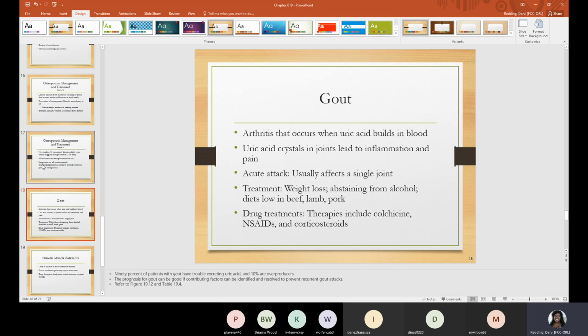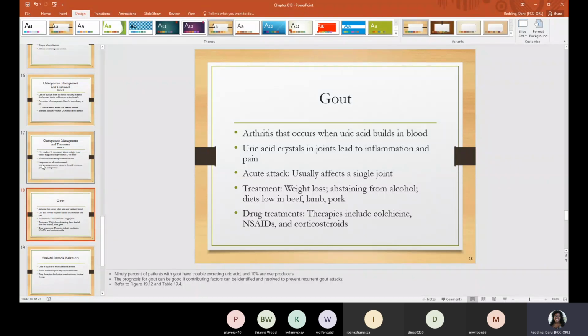Now, an acute attack of gout usually affects a single joint. And some of the treatment for if a person was diagnosed with gout would be for them to lose weight, for them abstaining from alcohol, because that actually makes inflammation in the body worse. They would be on a diet, so their red meat intake would need to be low. Red meat would be beef and lamb and even pork. So they would really need to have a low consumption of that.